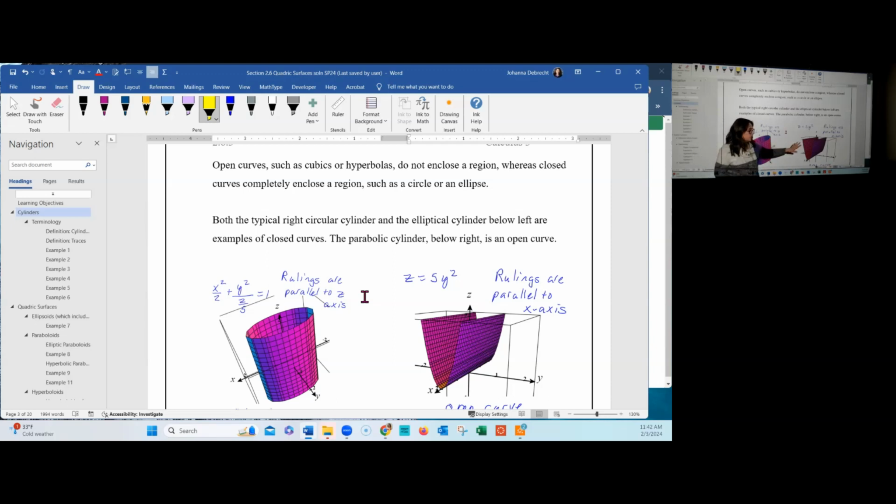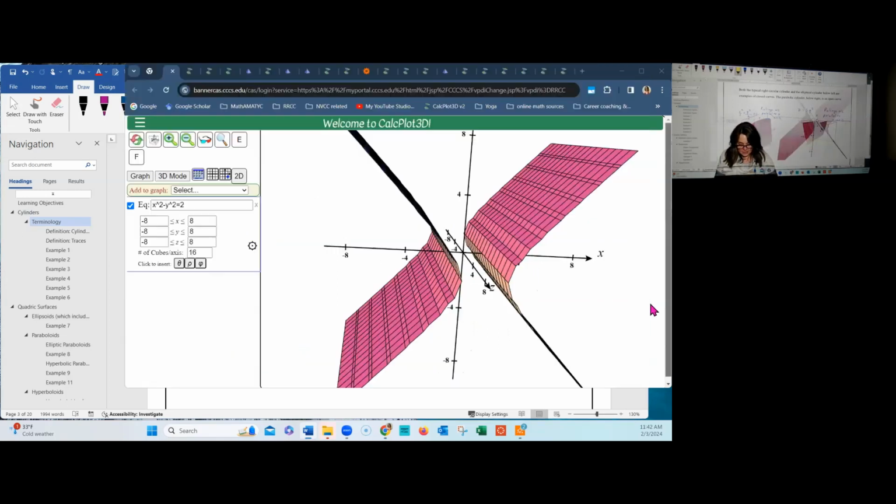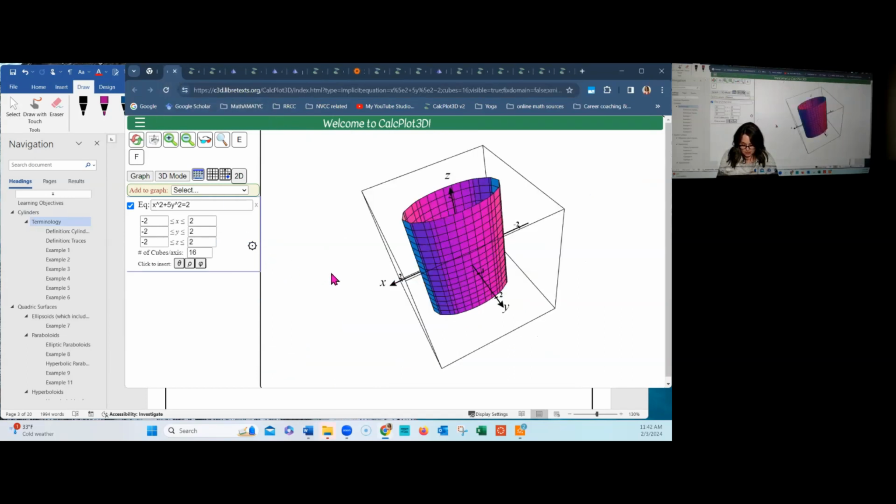So let's take a look at these two right here in CalPlot 3D. So this one is the equation of x squared divided by 2 plus y squared divided by 2/5 equals 1, which is the basic equation for an ellipse in the xy plane. It doesn't mention z, so it's being pulled parallel to z. So let's come over here and take a look at that one real fast. So let me close up that hyperbolic one.